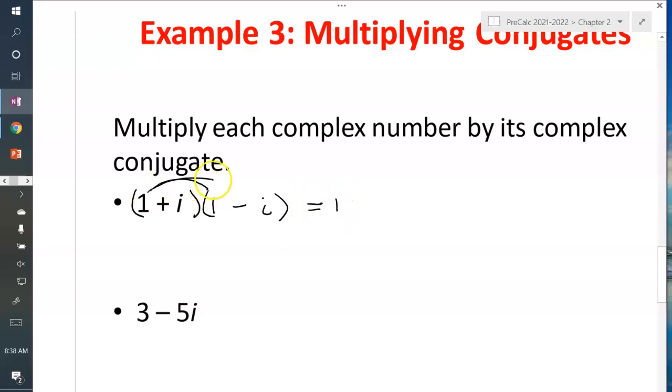So 1 minus i, plus i, minus i². So check that out. Those i's drop out. I get 1 minus a negative 1, which is 2.